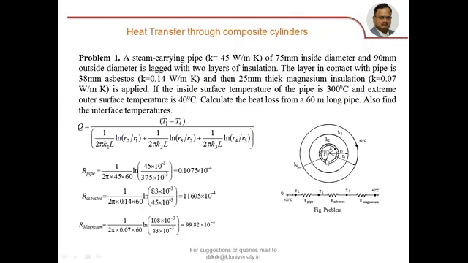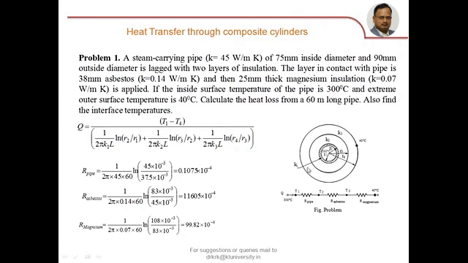Imagine there is a steam carrying pipe having thermal conductivity 45 W/m·K and 75 mm inside diameter. So radius R1 is 37.5 mm, and 90 mm outside diameter, so R2 is 45 mm. It is lagged with two layers of insulation.